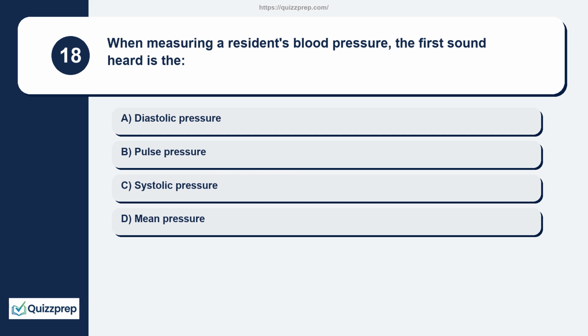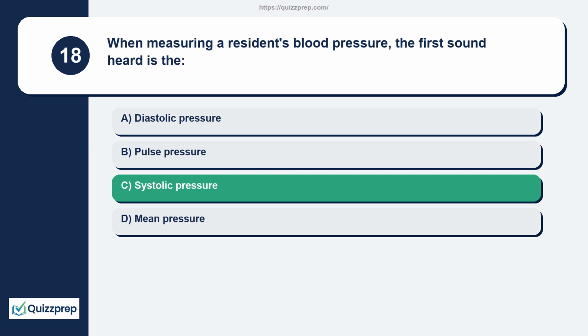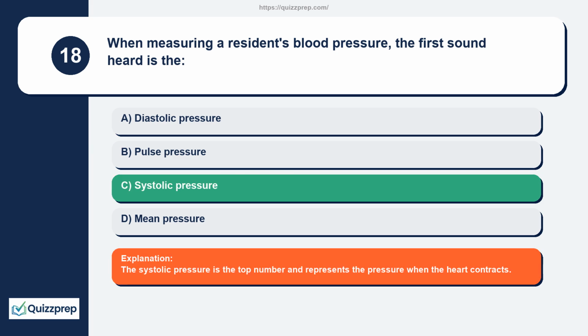Question 18. When measuring a resident's blood pressure, the first sound heard is the diastolic pressure, pulse pressure, systolic pressure, mean pressure. The systolic pressure is the top number and represents the pressure when the heart contracts.